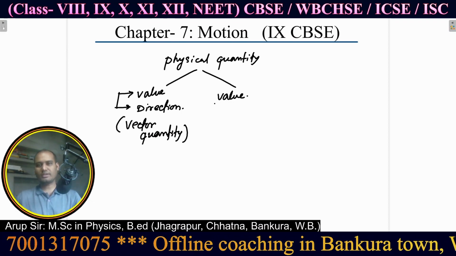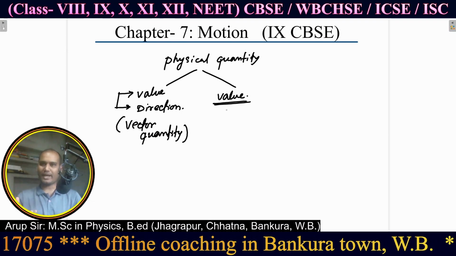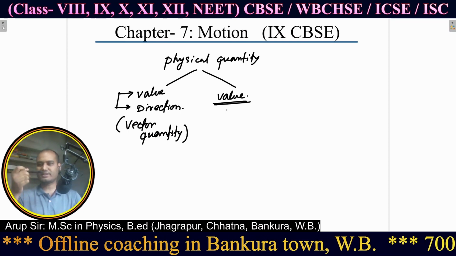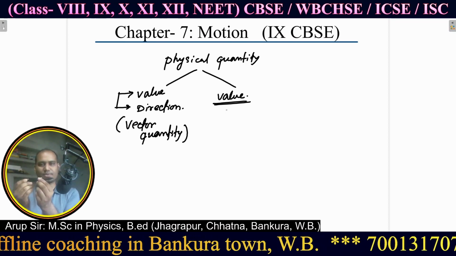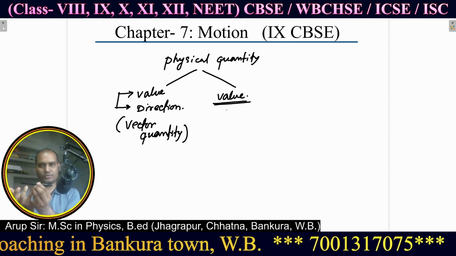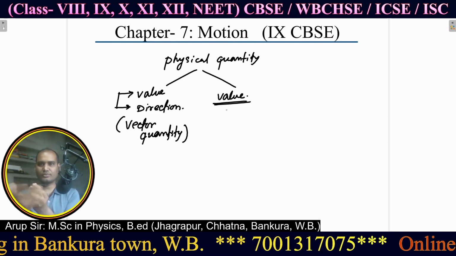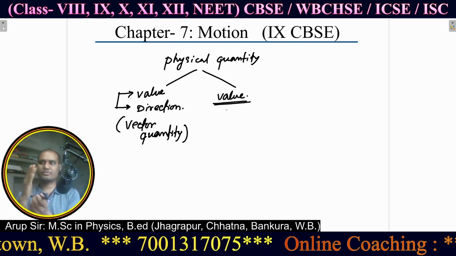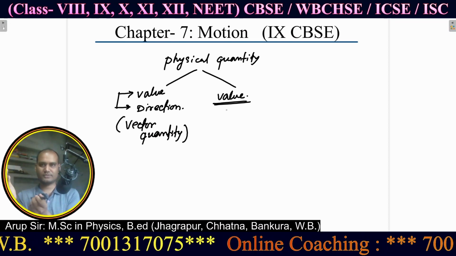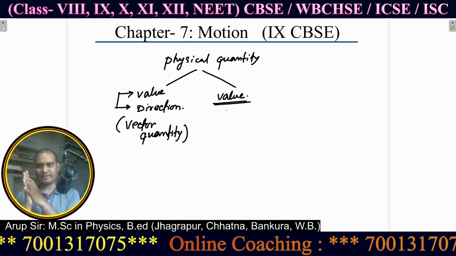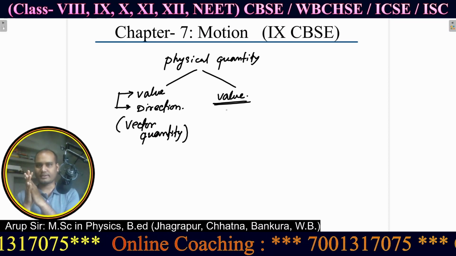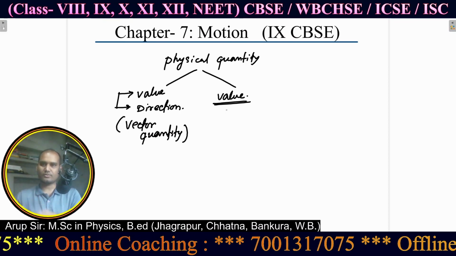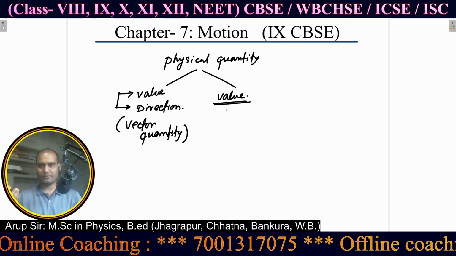Now, if it holds only some value but no direction, like only its mass is 50 gram, but along which direction we don't know, this we don't know about the direction. Like time is going towards the future, but still it is not a direction. Future is not a direction. So time is also a scalar quantity having only value.